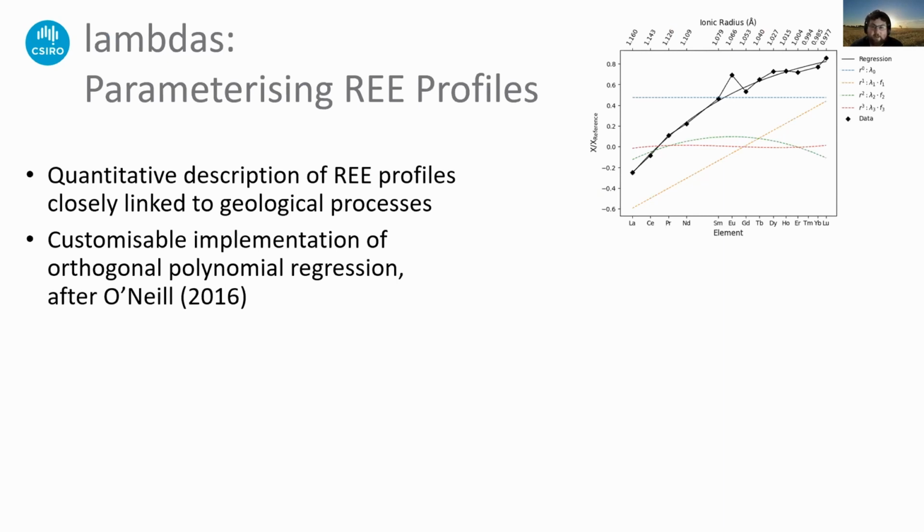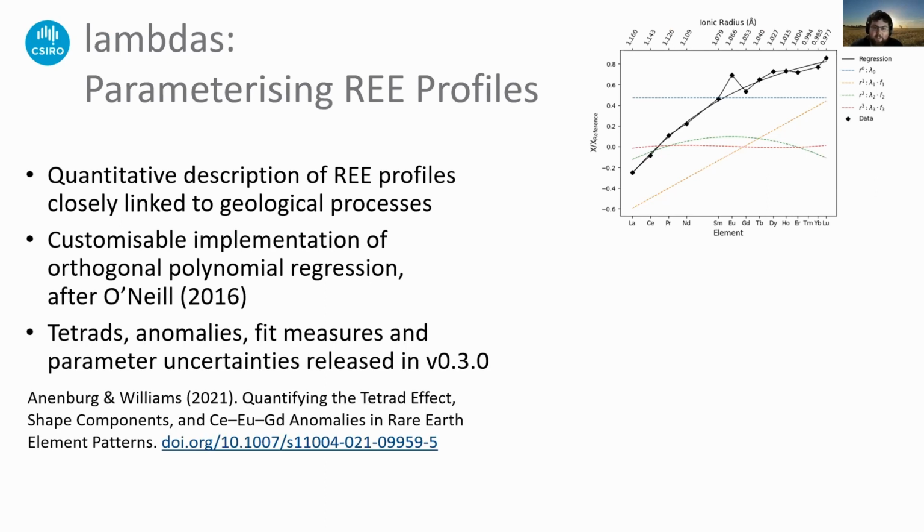As I mentioned earlier, Pyrolite also includes functionality for parameterizing your rare earth element data through transforming them into lambdas, which is based on Hugh O'Neill's implementation from 2016, and generally consistent with Michael's BLambda implementation as well. Some recent expansions to this include the ability to jointly fit lambdas, tetrads, and europium anomalies together with parameter uncertainties. You saw some of that in BLambda just before. This is in the latest release and published in this paper with Michael.